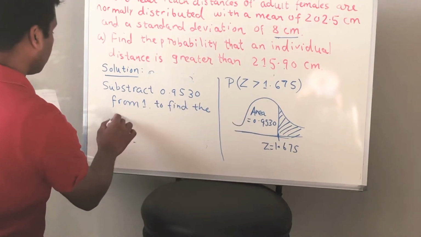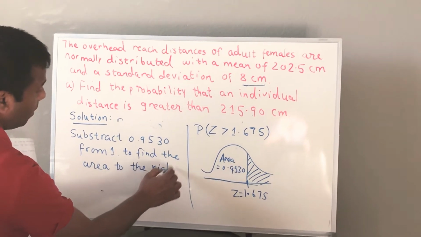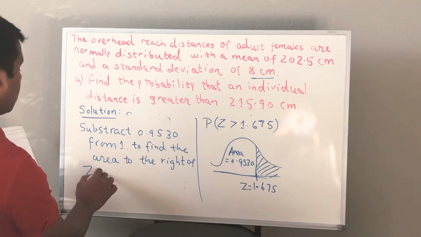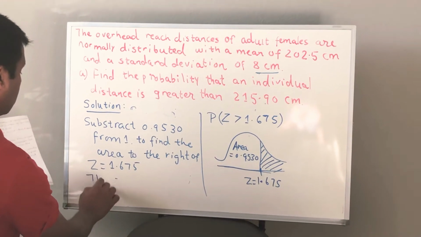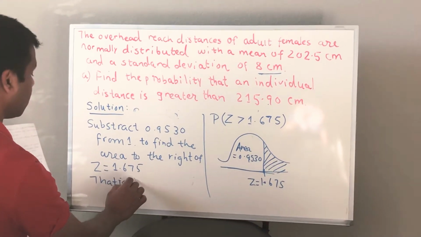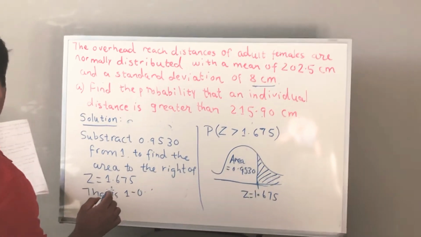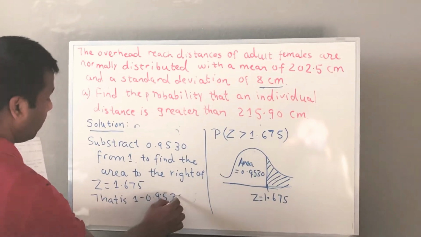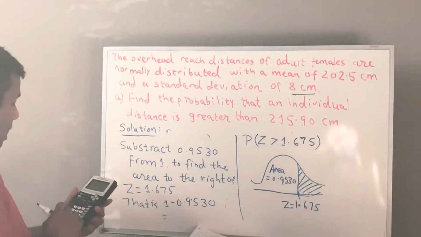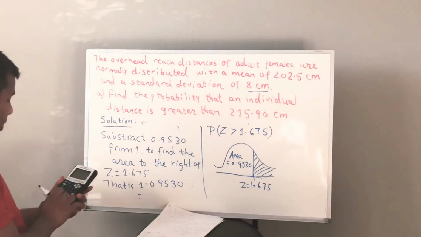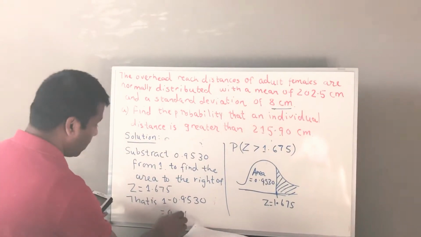So you subtract 0.9530 from 1 to find the area to the right of z equals 1.675. That is 1 minus 0.9530, which is 0.047.